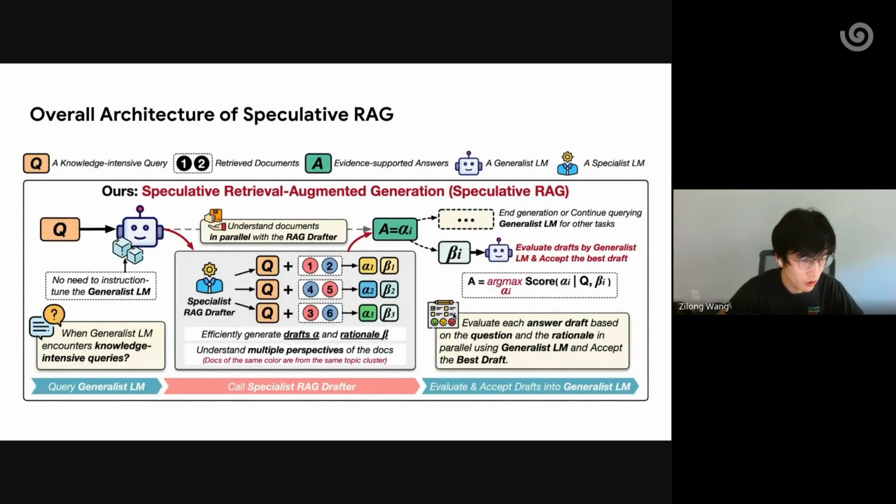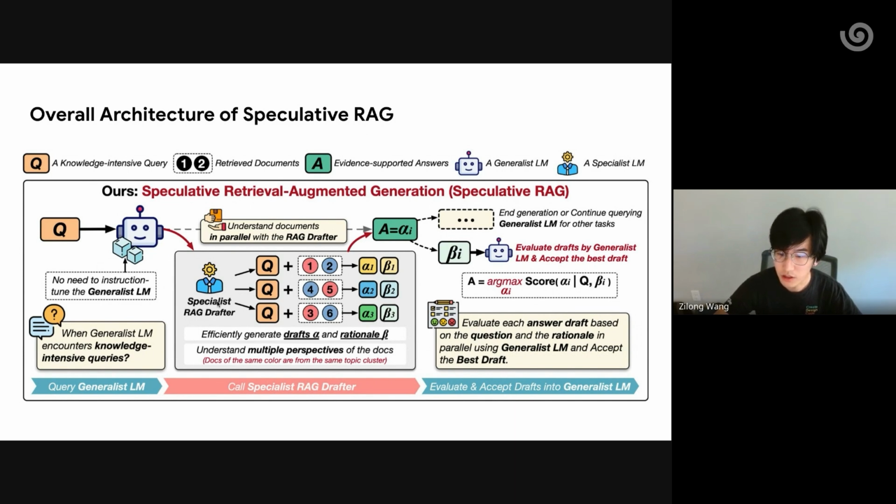Okay, this is the main figure of our model. In this row, you can see the original large model. When it meets a knowledge-intensive query, which needs some external knowledge, we hand this job over to the smaller model. To the smaller model, we input the question, of course, and a subset of the documents. Here, 1 to 6 are six documents retrieved from the database, and we split them into several subsets. We input each drafter with the question and the documents and generate alpha. Alpha is the answer draft. Beta is the corresponding rationale.